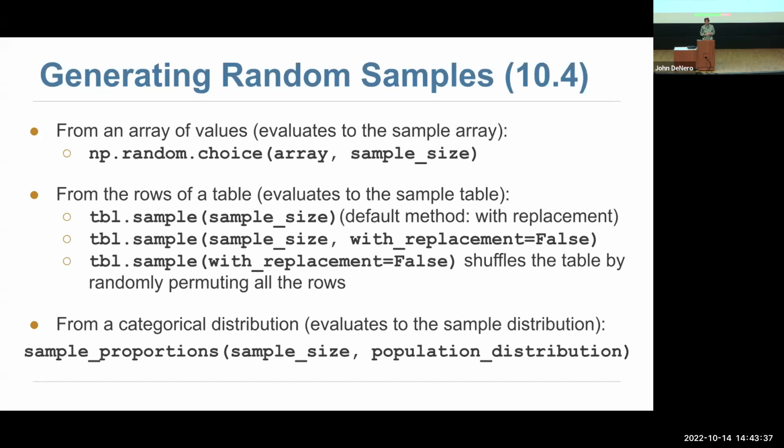Okay, you also need to be able to sample from a categorical distribution using the sample proportions function. So if every outcome has equal probability, np.random.choice is fine. But if outcomes have different probability, then you write down the population distribution as an array, and then write down your sample size, and what you get back is an array of proportions. So handy. If you want to read one thing between now and the exam, maybe sample proportions and how it works is a good thing to know.